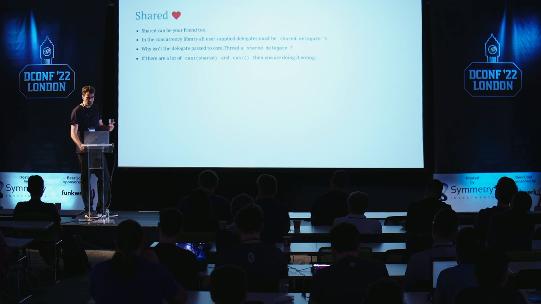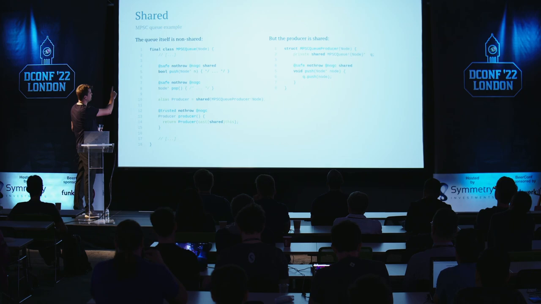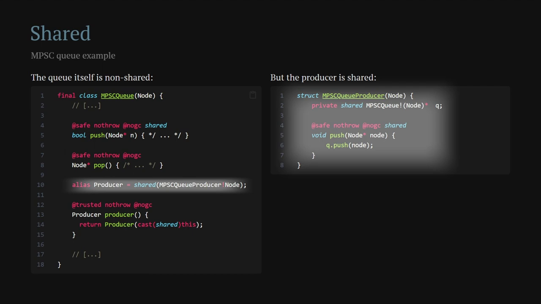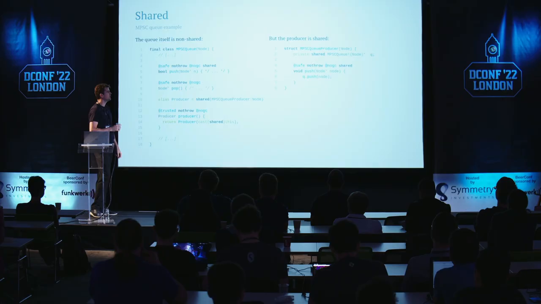This is a small example of a multi-producer, single consumer queue. Multi-producer, multiple threads can push items, single consumer, just one, can pop them, which obviously means that you want to send it to other threads, right? So here we have a little producer function that returns a producer that has a shared pointer to the queue. So that means that you can just shove the producer somewhere else, and they can just call push on it.